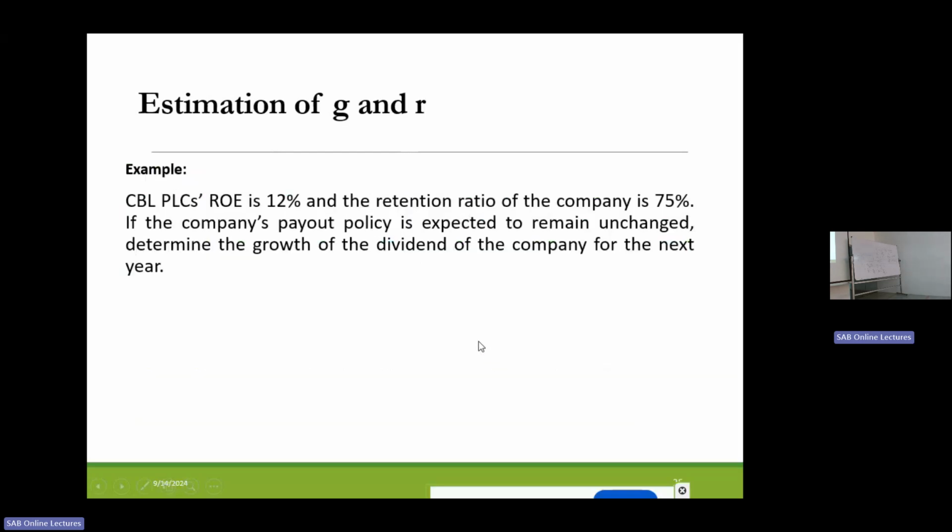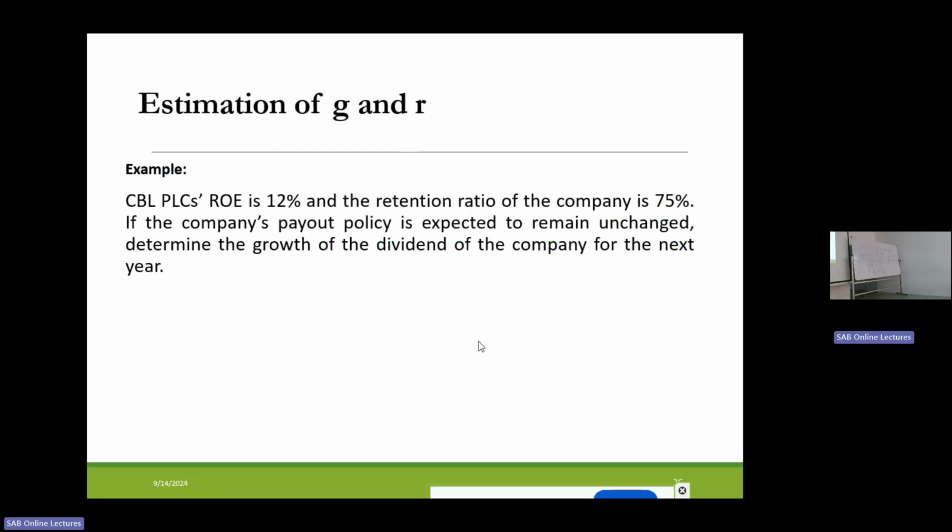Now look at this one. Return on equity, or return on retained earnings, is 12%. And the retention ratio is 75%. And the payout is how much? Retention is 75, so payout is 25%. If the company's payout policy is expected to remain unchanged, determine the growth of dividends for the next year.